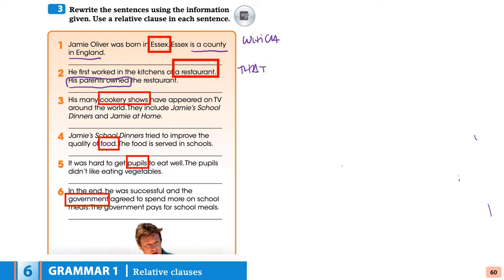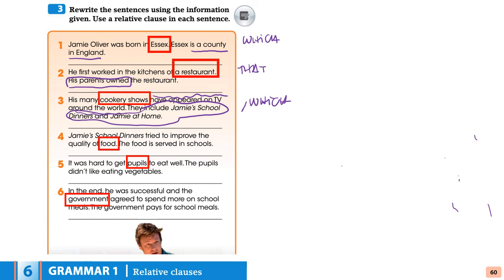Next one. His many cookery shows have appeared on TV around the world. They include Jamie's School Dinners and Jamie at Home. Okay, so talking about cookery shows, which ones? These include these two. So, his many cookery shows, which by the way include Jamie's School Dinners and Jamie at Home, have appeared on TV around the world.